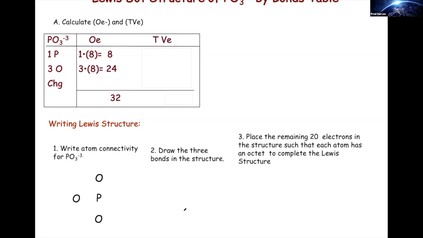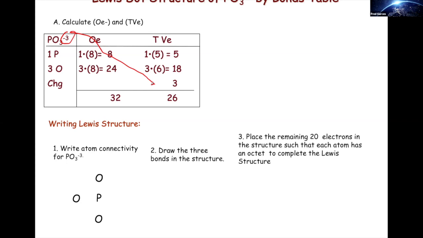Let's calculate the total valence electrons. Phosphorus comes in with 5. Oxygen comes in with 6 apiece times 3. That's 18. And then the 3 comes from the fact that this is a -3 charge. The -3 tells you that there are 3 extra electrons. If we add this all up, it's 26.